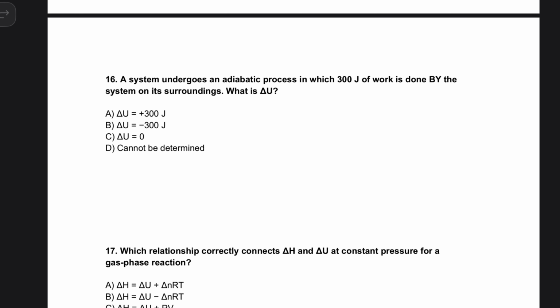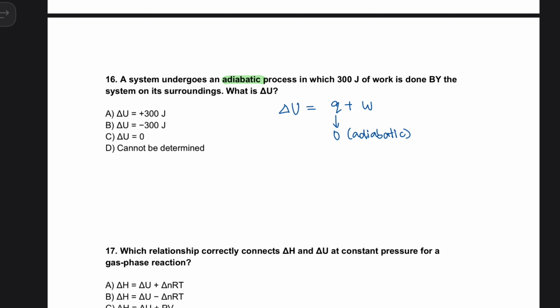Question 16. A system undergoes an adiabatic process in which 300 joules of work is done by the system on its surroundings. What is delta U? Once again, write out our golden formula, which is delta U equals Q plus W. A very key thing to note in this question is that it tells us it's an adiabatic process. Adiabatic process means that Q equals 0. There's no heat being gained or lost.